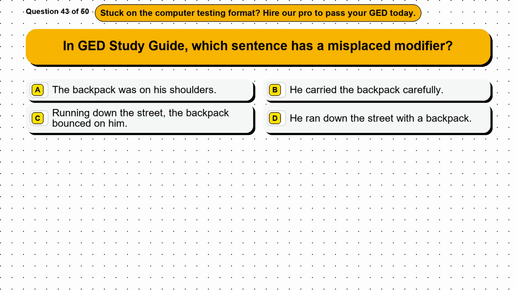Question 43. In GED Study Guide, which sentence has a misplaced modifier? Option A. The backpack was on his shoulders. Option B. He carried the backpack carefully. Option C, running down the street, the backpack bounced on him. Option D. He ran down the street with a backpack.